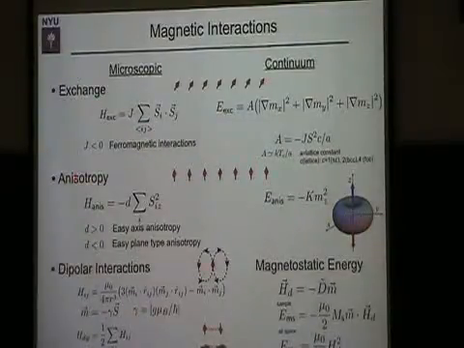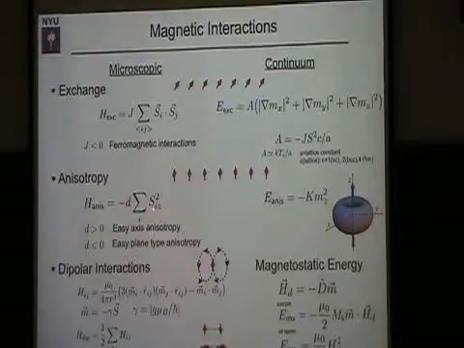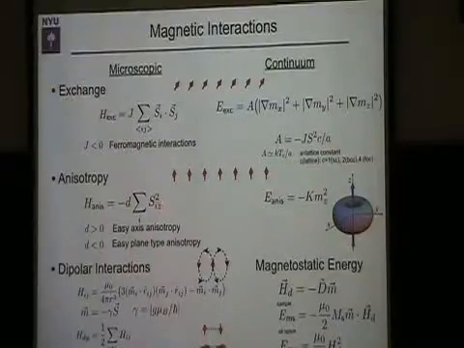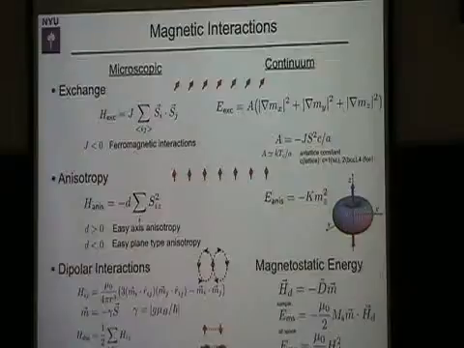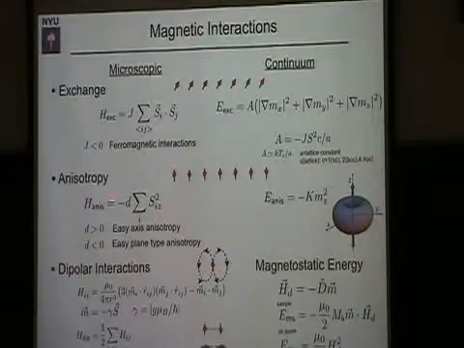Then next down you have anisotropy, and first this is a simple case where you just imagine you have an easy plane or an easy axis anisotropy, which you can write in terms of the projection of the spin on the z-axis. So if D is greater than zero, you have an easy axis type anisotropy. The spin wants to point either up or down along an easy axis. And if D is less than zero, you have an easy plane anisotropy. So the spin will live in the xy plane.